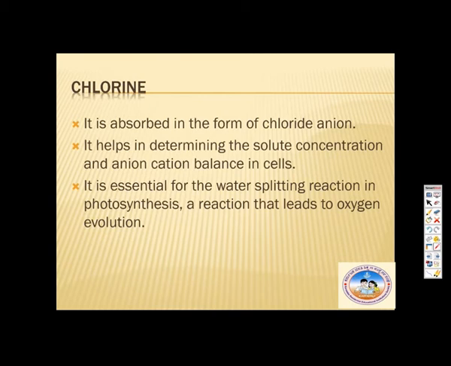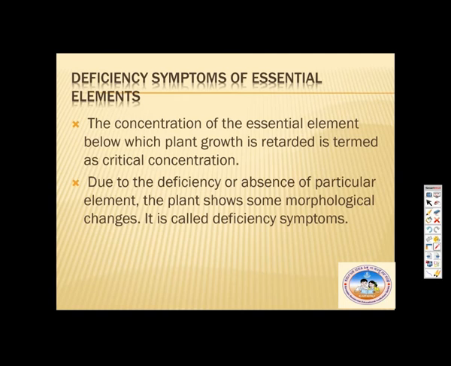The concentration of an essential element below which plant growth is retarded is called the critical concentration. I repeat: it is the concentration of an essential element like nitrogen, phosphorus, potassium, below which plant growth is retarded. If you don't have those particular nutrients, plant growth will stop. That is called the critical concentration. Now moving ahead. Due to deficiency or absence of a particular element, the plant shows some morphological changes, and that is called deficiency symptoms.